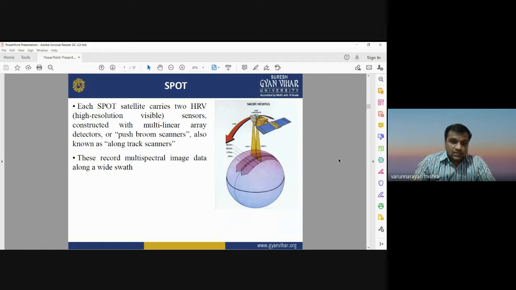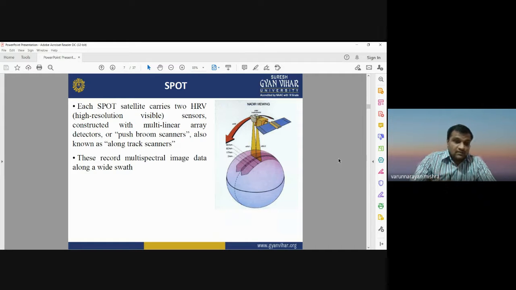Each Spot satellite carries two different types of sensors. One of the sensors is known as HRV. Its full form is high resolution visible. It's a multilinear array detector. It's a kind of push broom scanner, and push broom scanners are also known as along track scanners. So the HRV sensor, that is the high resolution visible sensor, is a push broom sensor.